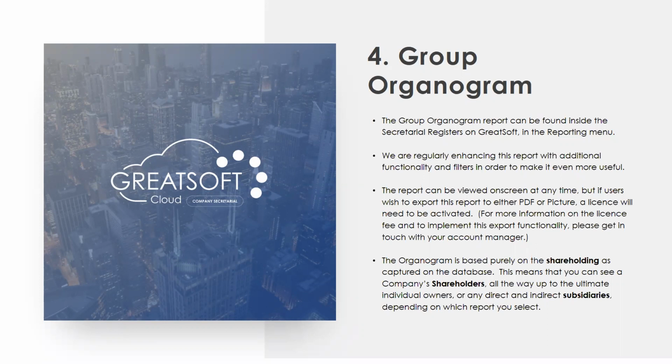Because the organogram is based purely on the shareholding that's been recorded on the database, we have the option where you can go into the reporting options and select the group organogram either upwards, to see all of your shareholders all the way up to the ultimate owners, or you can pull the group organogram downwards, which will show you all the subsidiaries, either direct or indirect, literally at the click of a button. So it definitely saves a lot of time and a lot of patience as well.